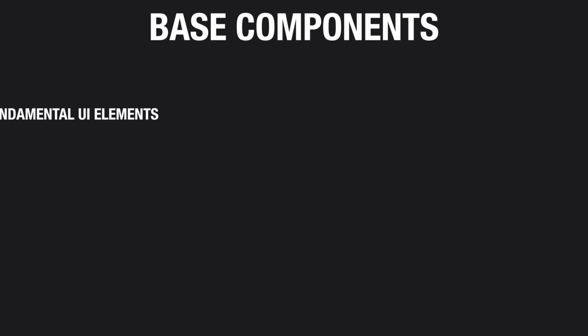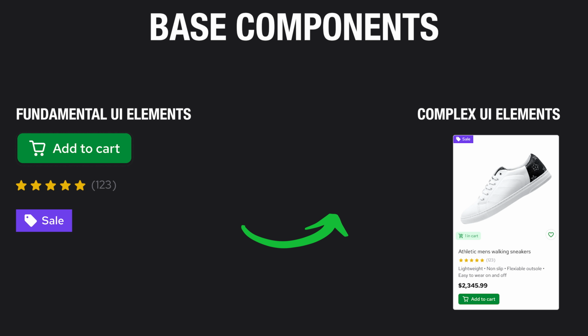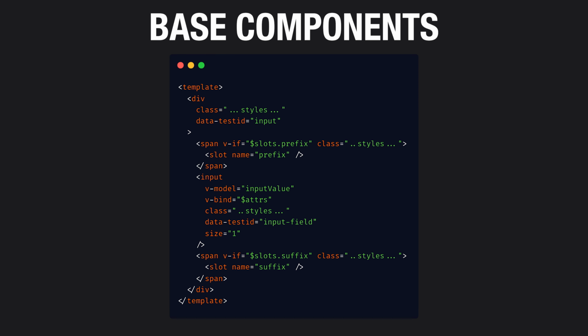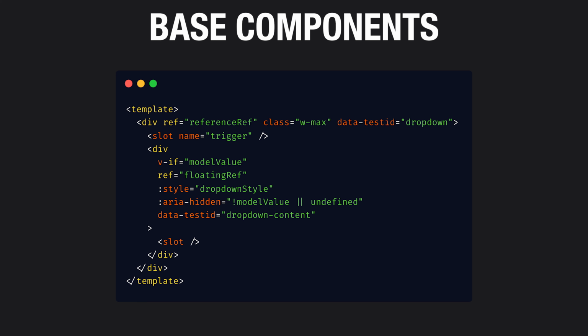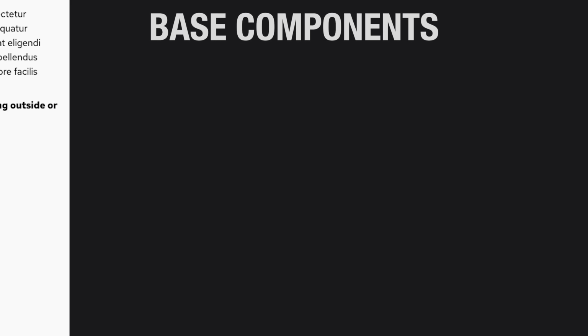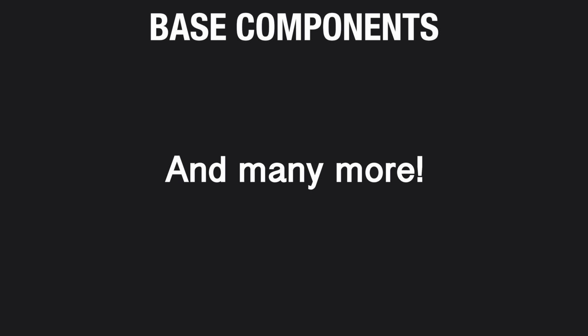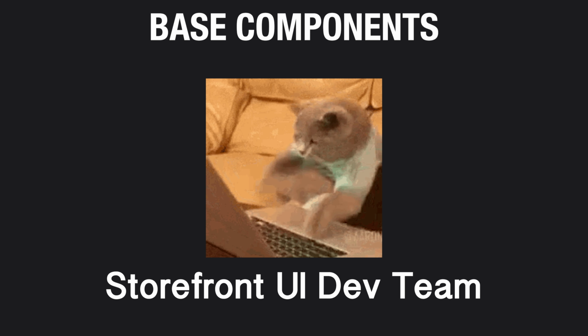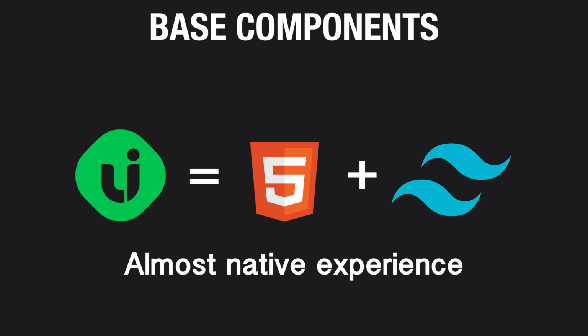Base components are the most basic and fundamental components that are used to build more complex UI elements. In essence, base components are style wrappers around native HTML elements, such as buttons, selectors, and inputs. And custom components built on top of div or span elements to provide basic functionality, like drawers, modals, tooltips, and so on. Storefront UI 2 was developed and designed in such a way as to allow developers to have as much native HTML experience as possible.